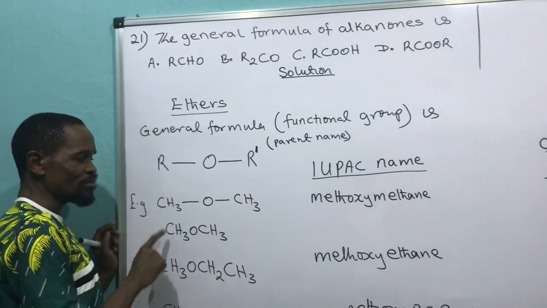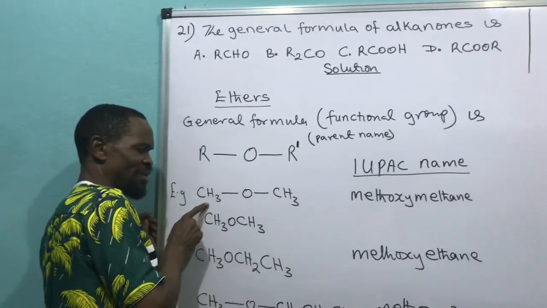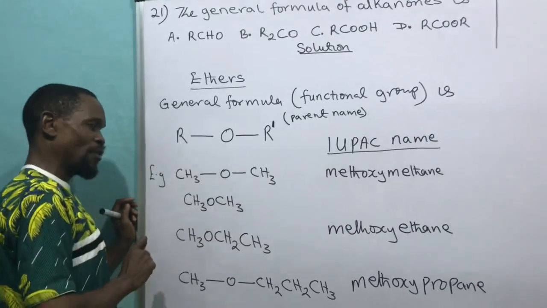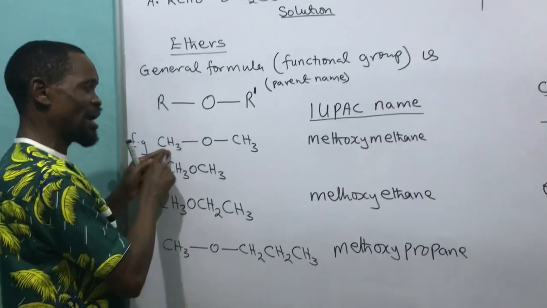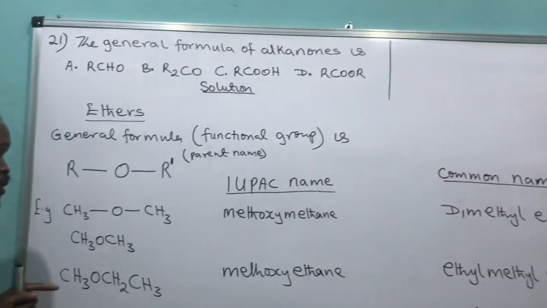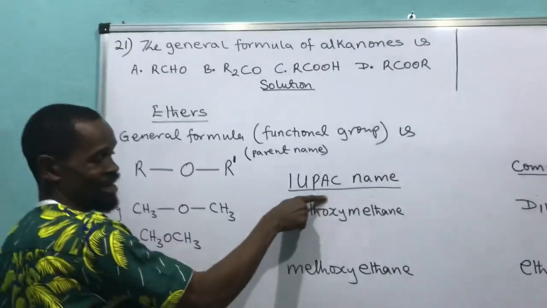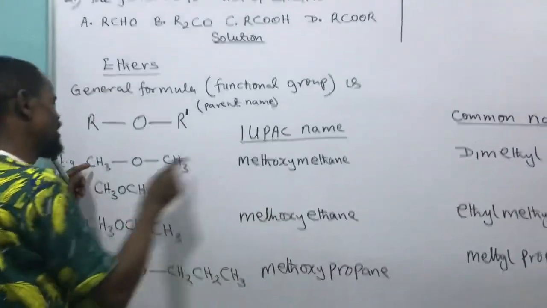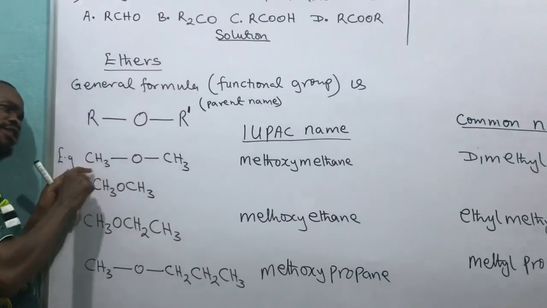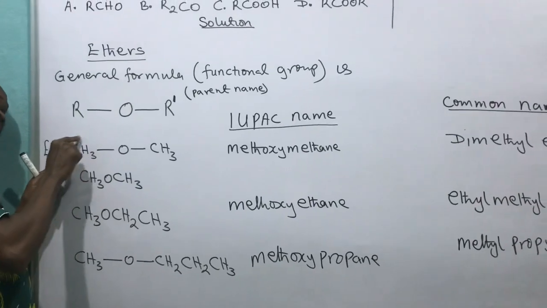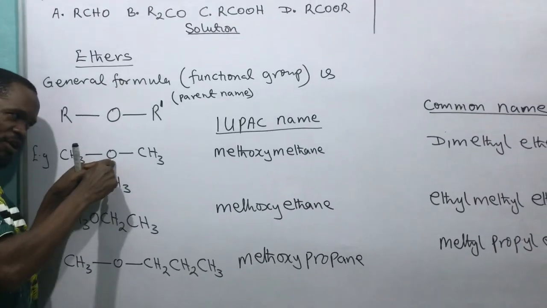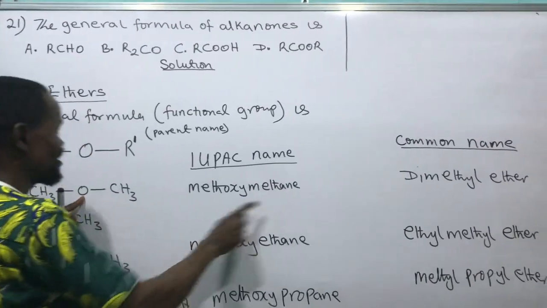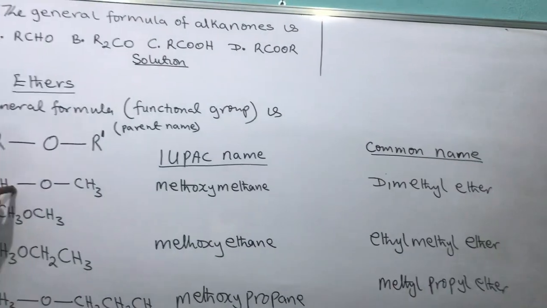Let us look at the example. I have this. You see aliphatic here, you see aliphatic here. This one stands for the parent name. And I will now say that the first one, look at the one I will mention. I will call it what? Look at the IUPAC name. The IUPAC name becomes methoxyl. Methyl is here, I'll call it methoxyl. Look at the oxyl. Then look at the parent name, which is methane.